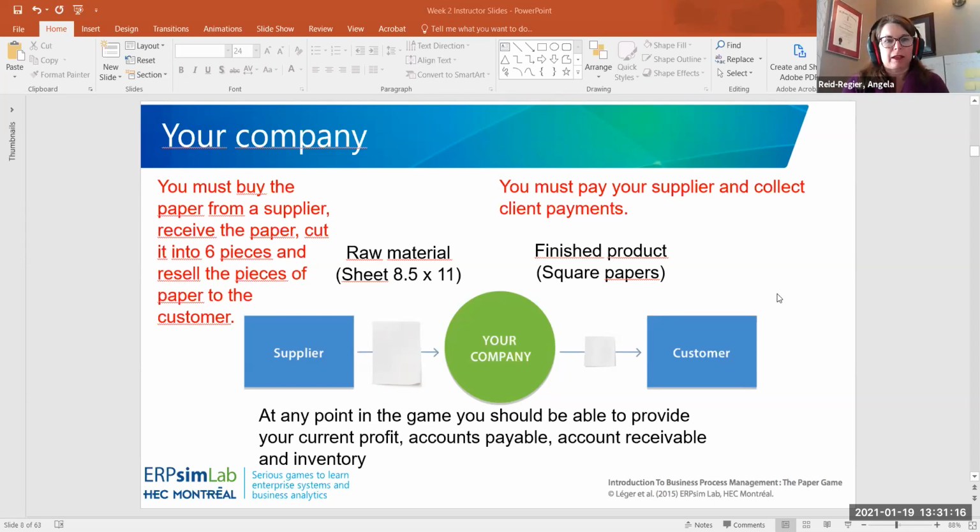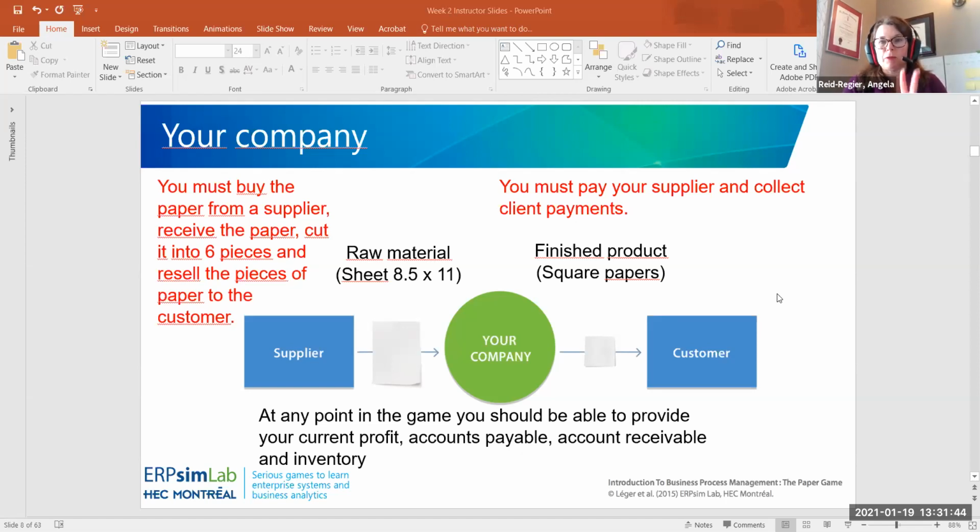So outlining what's happening, you must buy the paper from a supplier, receive the paper, cut it into 6 pieces, and resell the pieces of paper to the customer. On top of manufacturing your goods, you also must pay your supplier and collect client payments. What you need to come up with is a record-keeping mechanism.